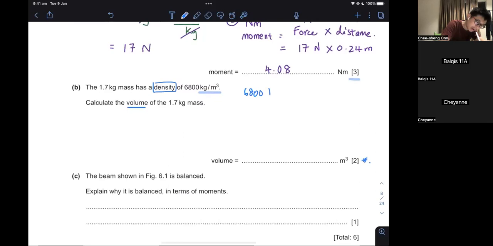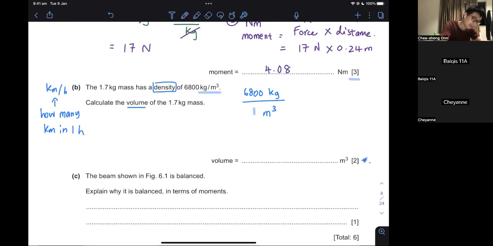6,800 kilogram over meter cube. So this means kilogram per meter cube. Kilometer per hour, how many kilometer in 1 hour? Even you know that. How many kilometer in 1 hour? So kilogram per meter cube, that means how many kilogram in 1 meter cube?